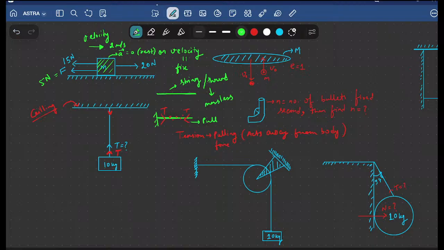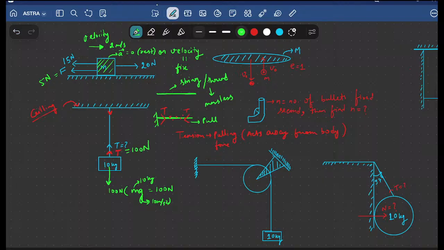Now, focus here. If this 10 kg is experiencing a force in the downward direction, that is 100 Newton. How do you know, sir? Because the force experienced by a body due to gravitational pull is mg. Now, m is 10 kg, and g is acceleration due to gravity. Approximately, we take its value as 10 meter per second square. So 10 into 10, it becomes 100 Newton, right? So this is 100 Newton and this is T, and T is equal to how much?